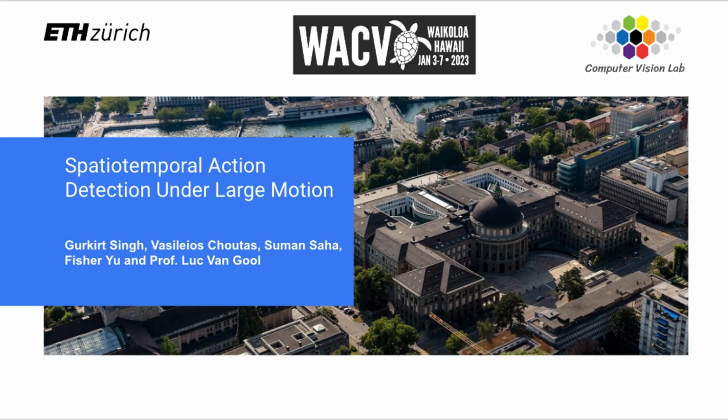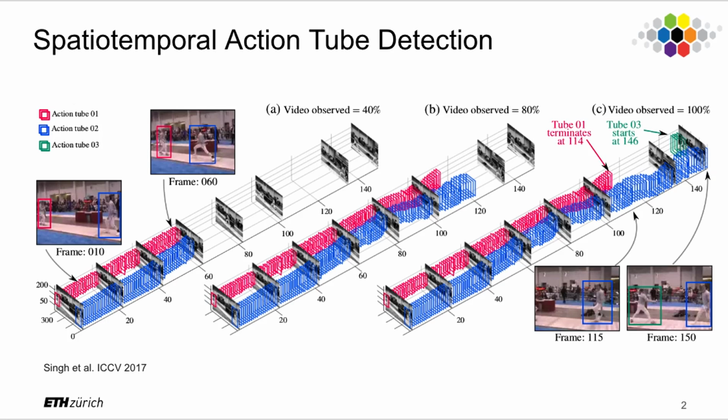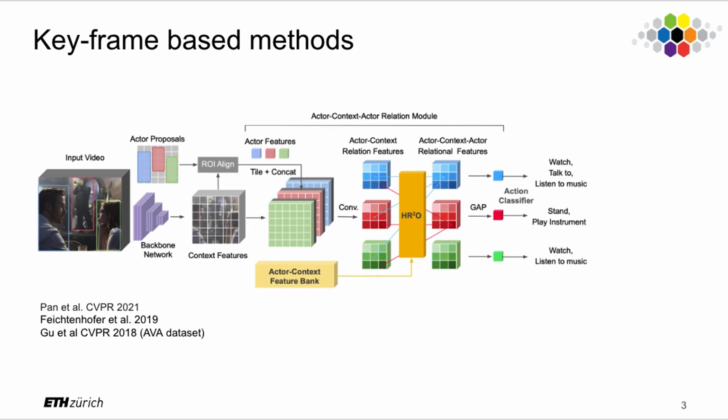This is Gurkirt Singh. I'm going to present our joint work with my colleagues from CVL at ETH Zurich, titled Spatial-Temporal Action Detection Under Large Motion. Spatial-temporal action detection can be defined as the problem of finding spatial and temporal bounds of action instances, where spatial bounds are defined by bounding boxes and temporal bounds are defined by linking these frame-level boxes from the point where the action starts to the point where the action ends.